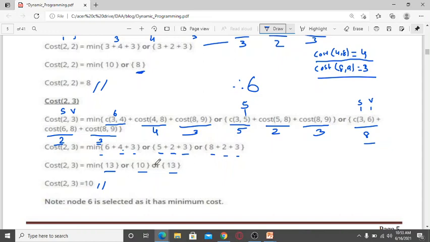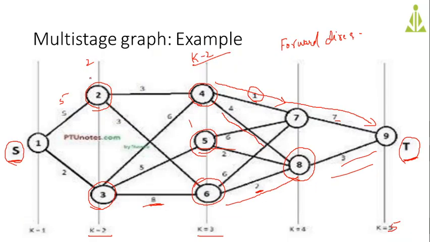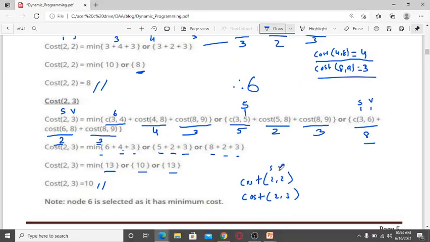So here from both, cost of 2, 2, cost of 2, 3. Okay. What is this? 2, 2, second stage, third vertex. Okay, state and vertex. So in this, what is 2, 2? We got it 8. And how we got it? With the help of sixth vertex.